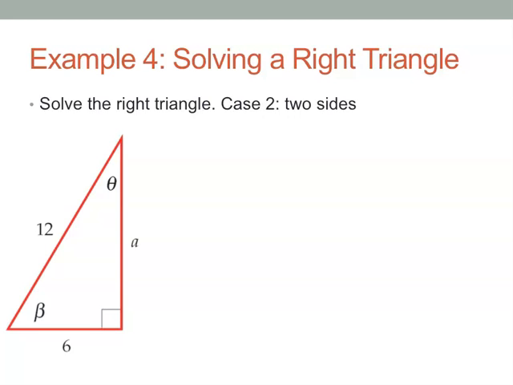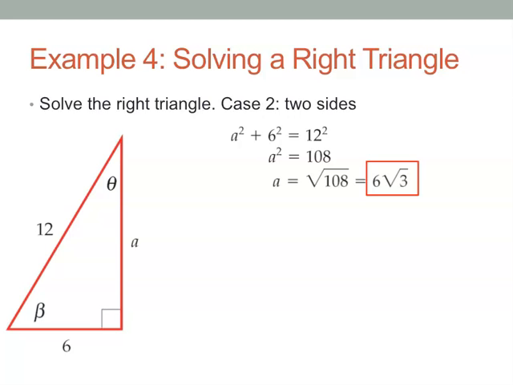So in this case, in case number 2, when you're given two sides, first, you can solve for the third side by using the Pythagorean theorem. So we have a squared plus 6 squared equals 12 squared. Get a squared by itself. So we have a is equal to the square root of 108, which simplifies to 6 root 3.